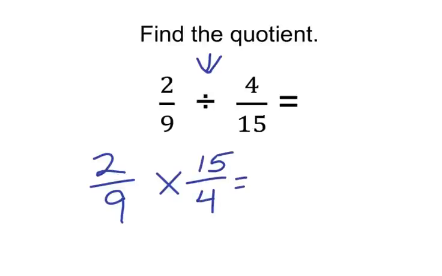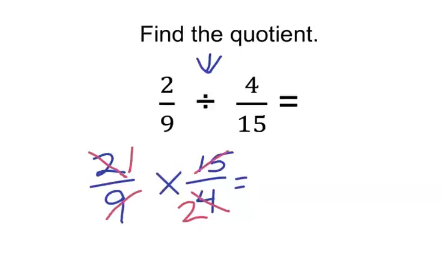All right. I like to do some cross-reducing if possible. Can we do any cross-reducing? Yeah, I can look and see that the 2 and the 4 both have a 2 that can go into it. So 2 goes into 2 once. 2 goes into 4 twice. So that's replacing those. And I also noticed that we can divide 3 into both 9 and 15.